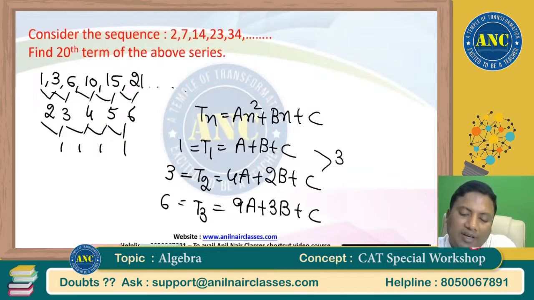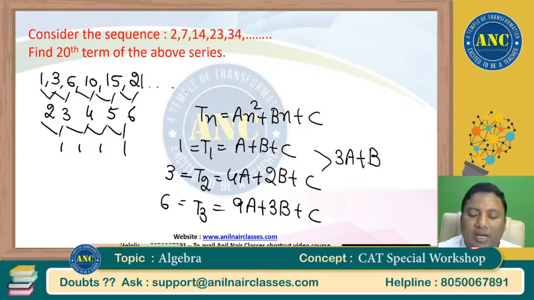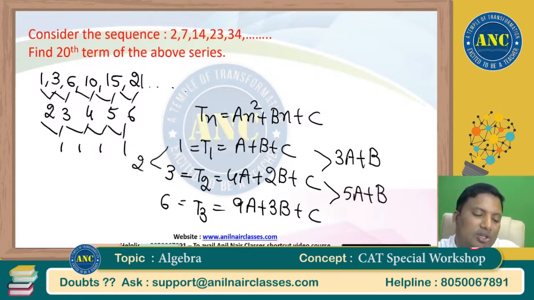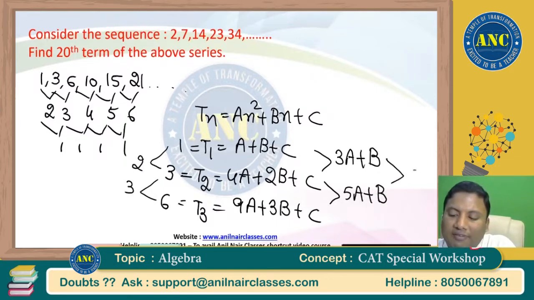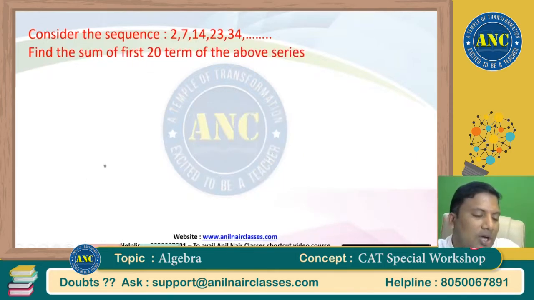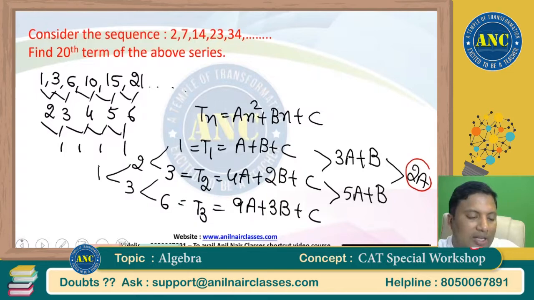So here if I subtract: 4a minus a is 3a, 2b minus b is b, 9a minus 4a is 5a, 3b minus 2b is b, and 1 and 3, it is 3 minus 1, 2. 6 minus 3, it is 3. Then 5a minus 3a is 2a, and 3 and 2, it is nothing but 1. That means, if I equate this with this, I will tell you how you can write it orally in a single step.